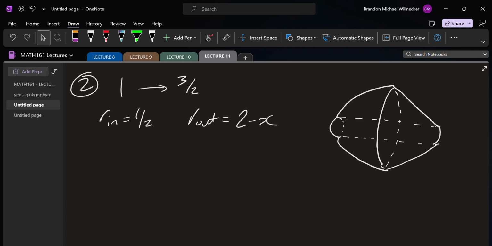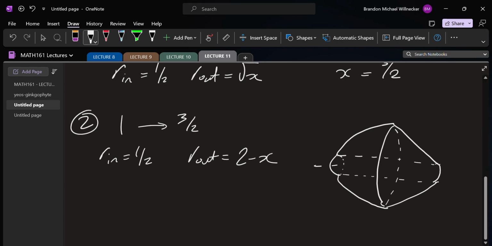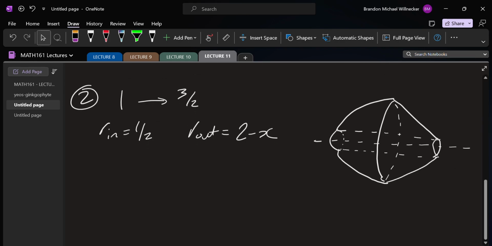Okay, again, your sketches don't need to be pretty. It just needs to be a rough idea so you can see what's going on. Okay, and then the axis of rotation, that goes down the middle there. Okay, so it'll look something like that.